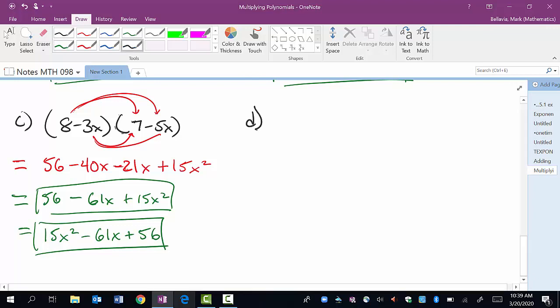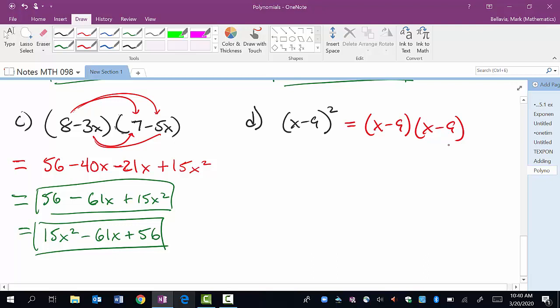Some special cases here. If I wrote x minus 9, the quantity squared, keep in mind that what squared really means, to the second power, is multiply that same thing times itself. So it means write it twice. It means write x minus 9 times x minus 9.